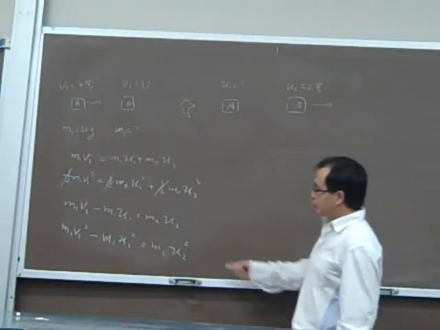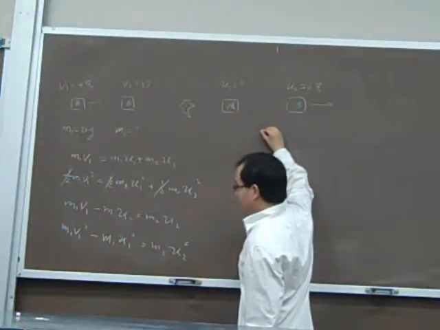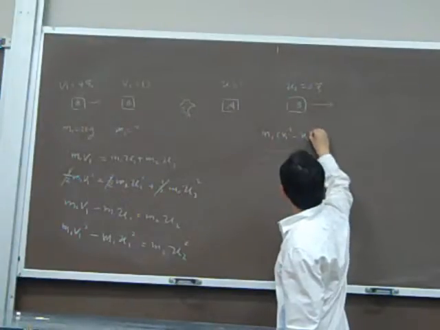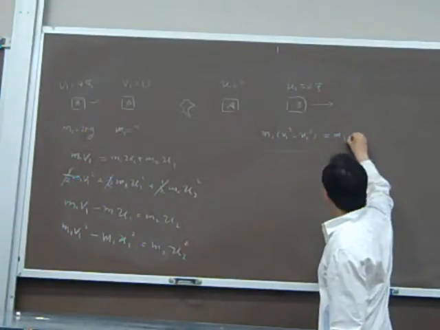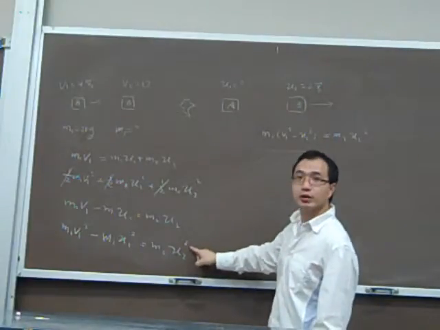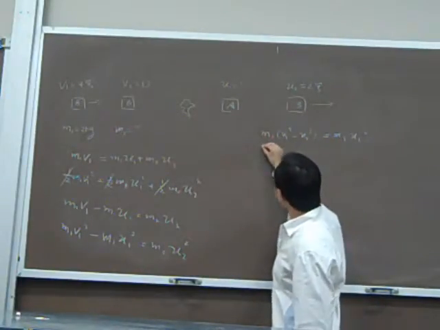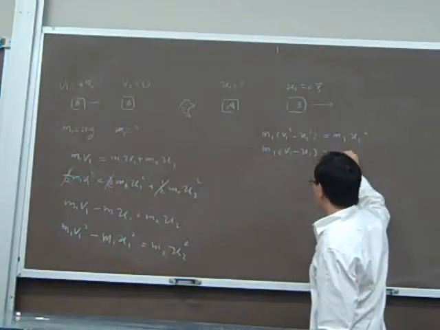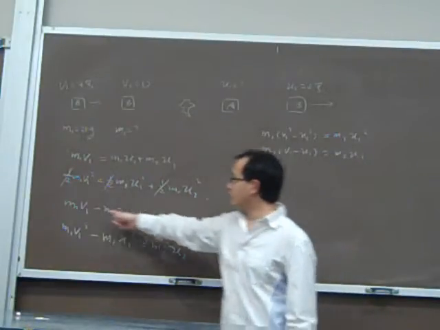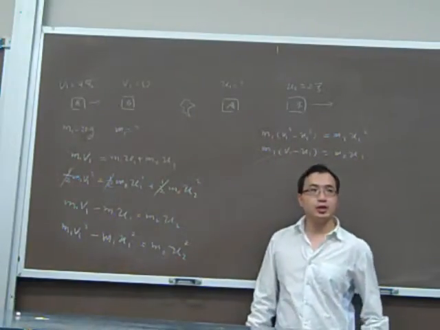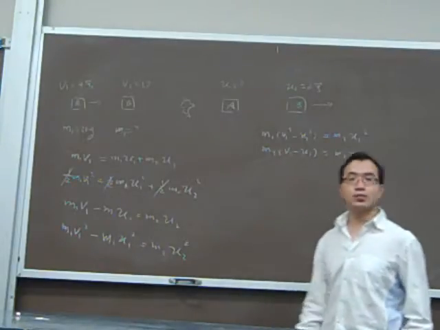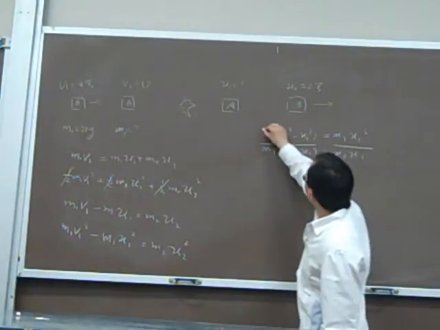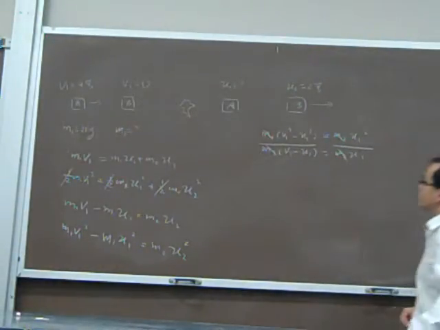And then, if you use this equation, it becomes M1 (V1 squared minus U1 squared) equals M2 U2 squared, right? The second equation. And the first equation becomes M1 (V1 minus U1) equals M2 U2, right? You factor out the mass on the left hand side. That's the reason you want to rearrange it this way. And then you divide the two equations. So M1 cancels M1, M2 cancels M2, right?